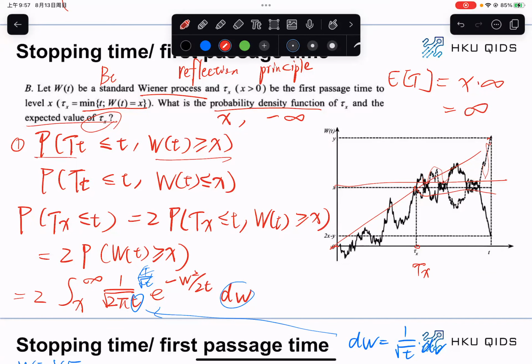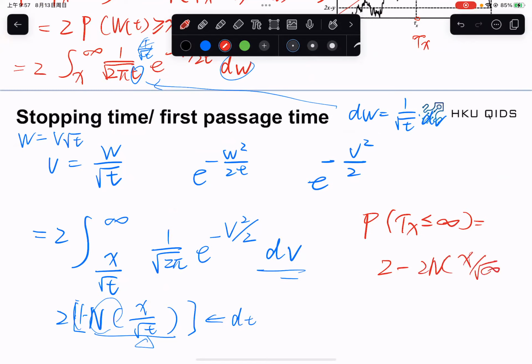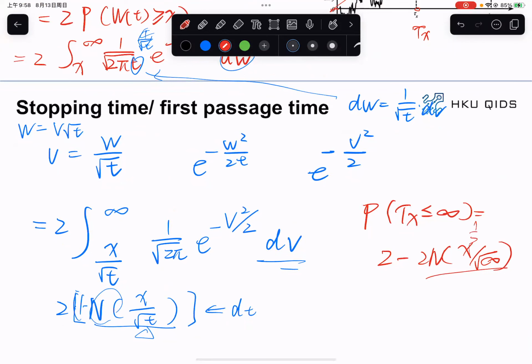So still, even though we have proved here that the probability tau_x smaller than or equal to t should be something like 2 minus 2 times the normal CDF of x divided by square root of infinity, which is also infinity, so this is going to be around 1 over 2. So this is 1.